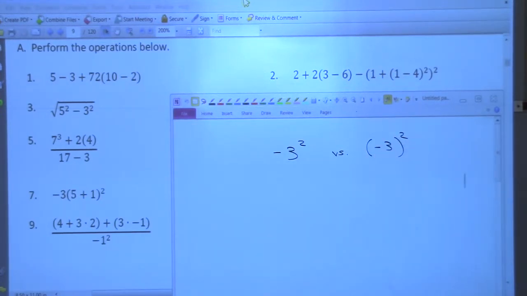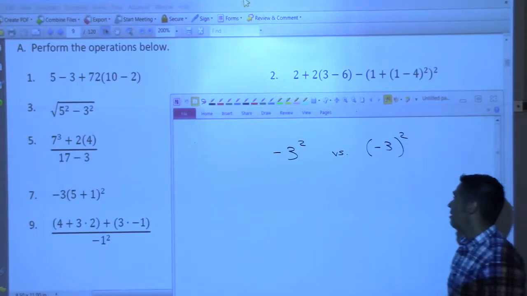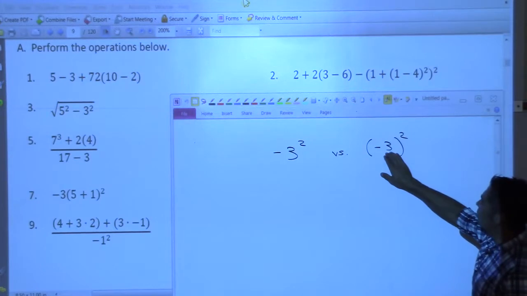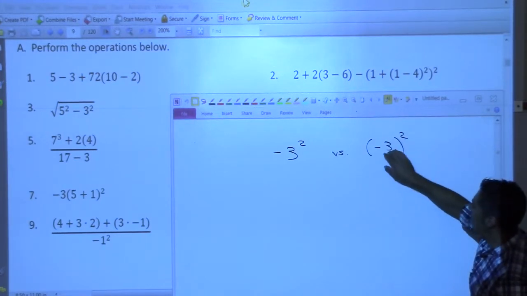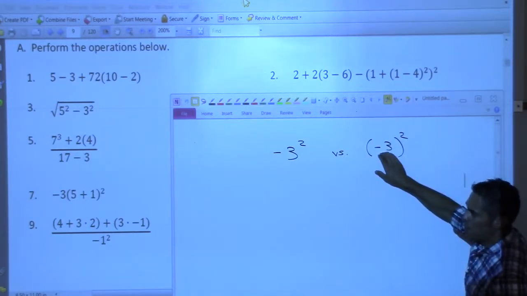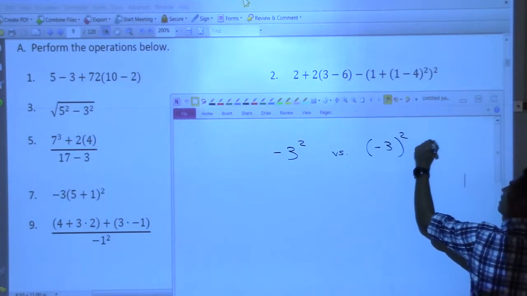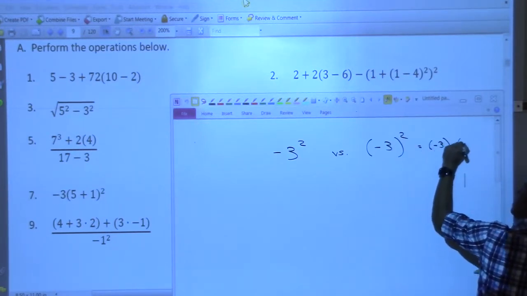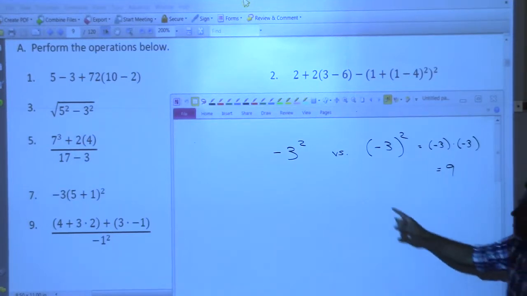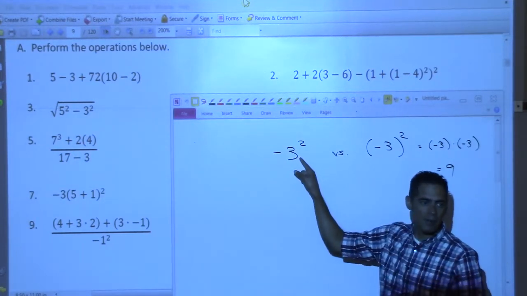Is there a difference between those two? Does the parentheses matter? Yes. Absolutely, 100% the parentheses matter. The parentheses are not just there for fun, okay? They mean something. The squared means you're going to take whatever's here and multiply it times itself. The parentheses means that what you're squaring is the negative 3. So this is equal to taking negative 3 times negative 3, and that gives you positive 9, right?